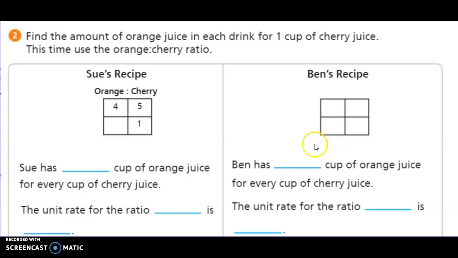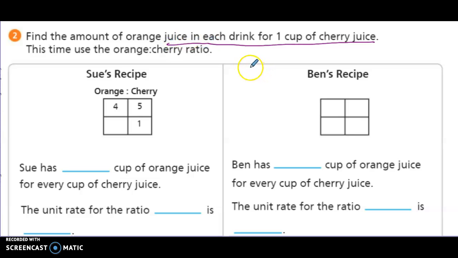Okay, this is the bottom half, I believe, of page 399. And I'm just going to do one example here, and you can fill it in if you haven't already done so in Google Classroom in your digital workbook. But it says find the amount of orange juice in each drink for 1 cup of cherry juice. Okay, so it's very important.